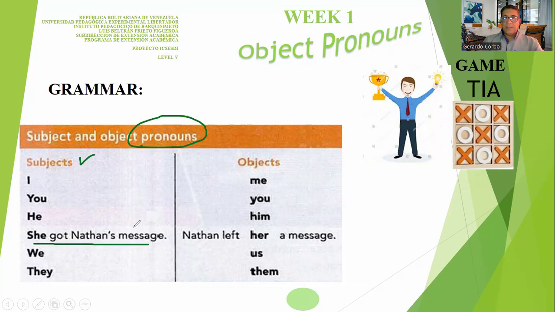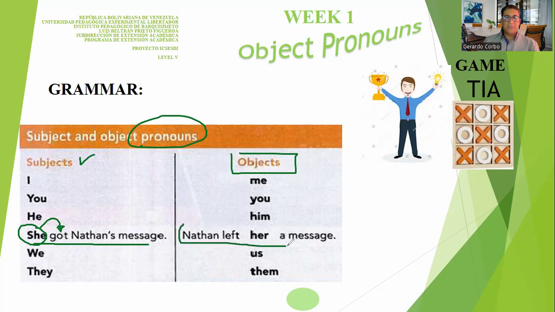She got Nathan's message. As you can see, the subject, in this case, she, is used before the verb. So that's the main characteristic. You're going to find the personal pronouns before the verb. And in this lesson, we are going to check the object pronouns. Object pronouns are used after the verb.